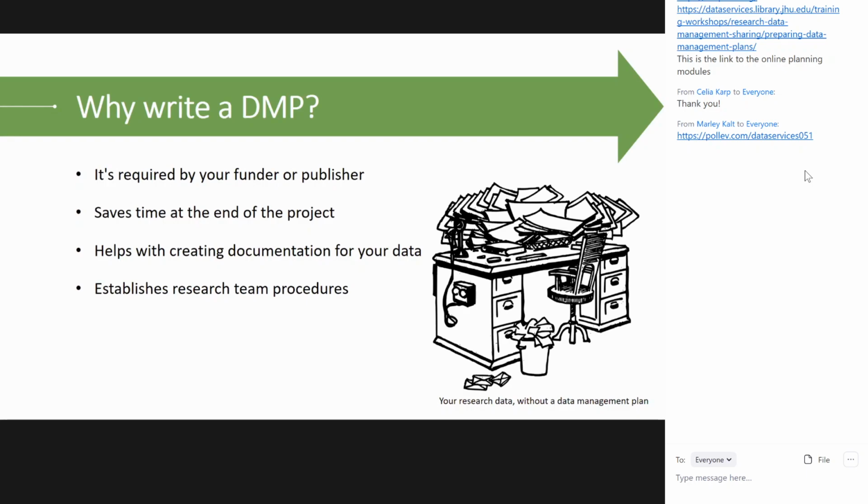DMPs are also great for collaboration. They can help establish and define procedures for a research team and the roles and responsibilities that each person on the team will have. So that is another reason why they are great to write at the beginning of a research project, so you can really lay out all of those roles and procedures for keeping data consistent.